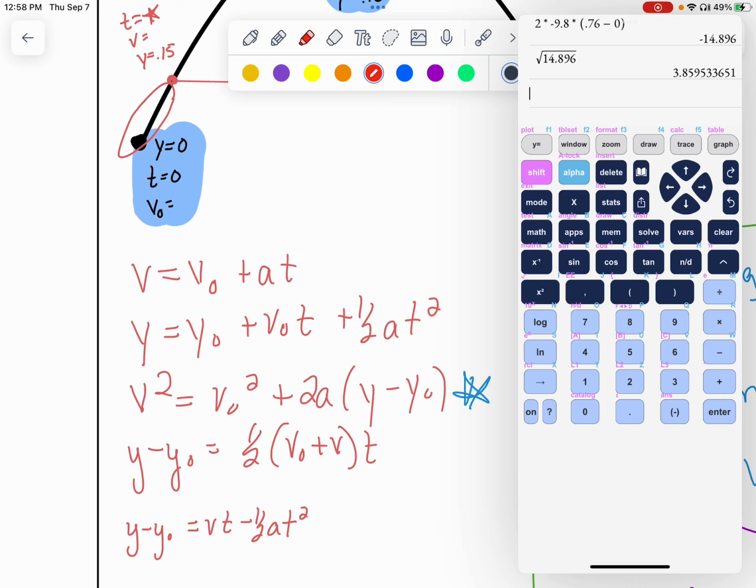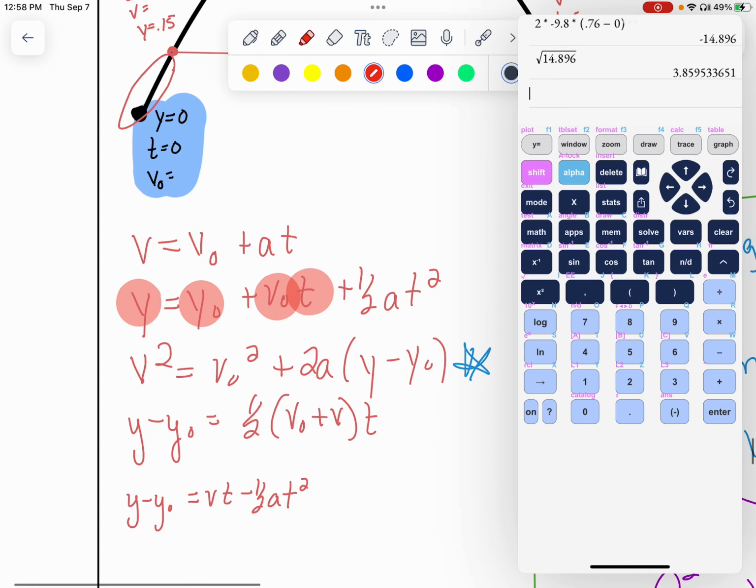Let's keep going. I know my position. I know my original position. I know my original velocity. I don't know my time. That's okay, that's what I wanted to solve for. I just want to see if there's an easier equation without squares, because if I can avoid squares, I'm going to avoid the squares.